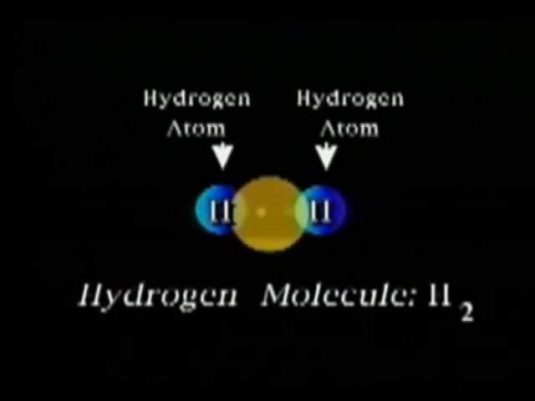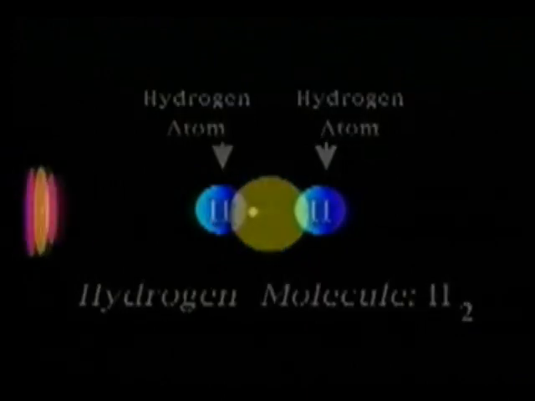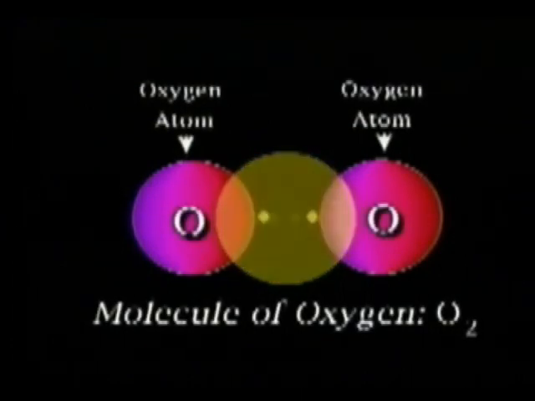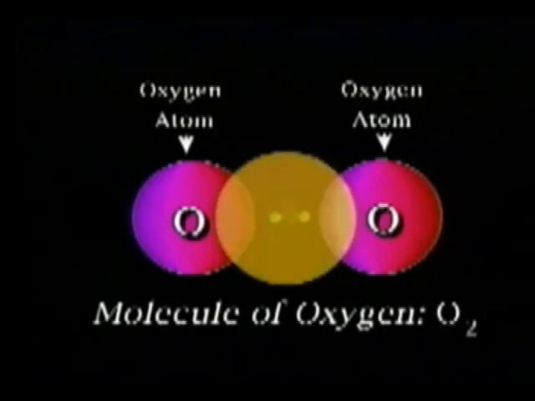For example, just two atoms of hydrogen bonded together makes a molecule of hydrogen gas, which is represented by the formula H2. Likewise, most of the oxygen in the atmosphere exists as simple molecules made from only two oxygen atoms that are chemically bonded together and that are represented by the formula O2.